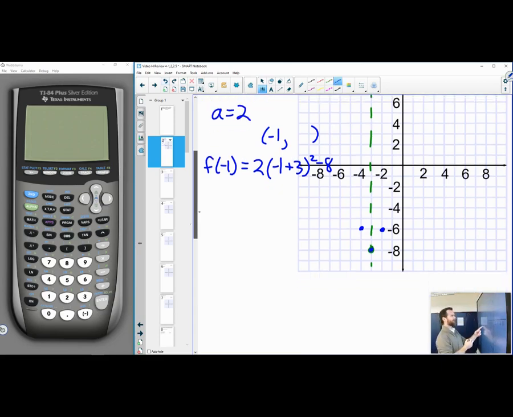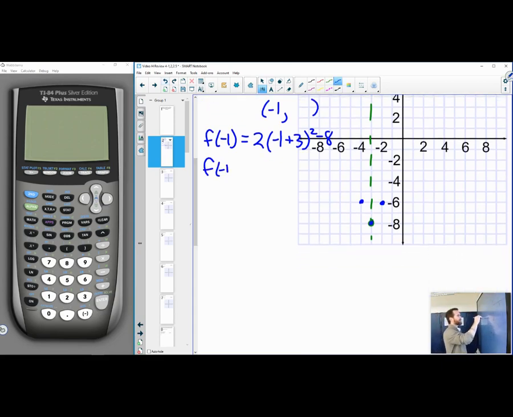All right, so enough of my talking. Let's go back here. So it becomes f of negative 1 equals, now it's just a PEMDAS problem. So it becomes 2 times, let's think, negative 1 plus 3, that's a positive 2 squared minus 8. And let's see, now we're going to do the exponent next. So we're not going to multiply, we're doing the exponent.